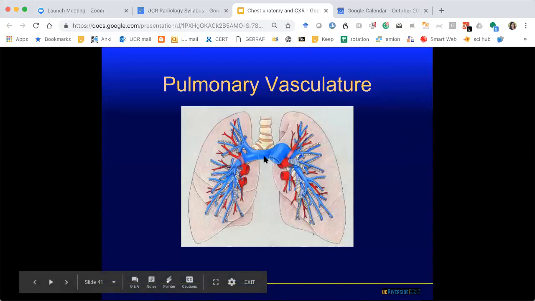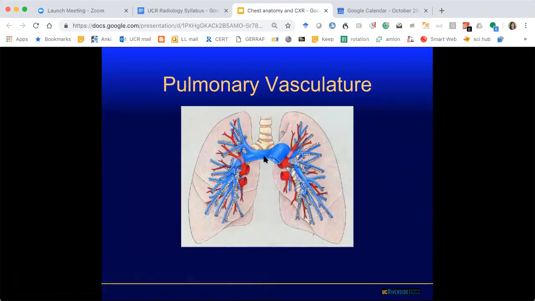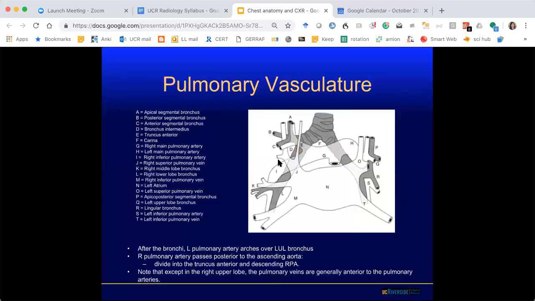So pulmonary vasculature typically follows the bronchial anatomy, and you have pulmonary arteries and veins. So how many pulmonary veins do you have? One, two, three, four? 4, yeah. So you have 4 pulmonary veins, right upper and lower, and then the left upper and lower pulmonary veins. And then the pulmonary veins dump into what?